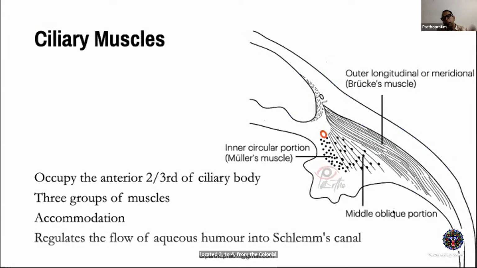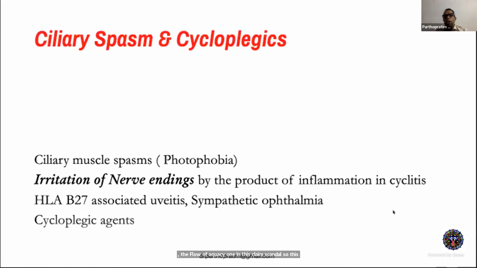Now, the ciliary muscles, I won't go into details of the ciliary muscles. They occupy the anterior 2/3 of the ciliary body. And there are three groups of these muscles, and contraction of these ciliary muscles loosens the zonular fibers, increasing the convexity of the lens, which induces the accommodation for near vision and also regulates the flow of aqueous humor in the Schlemm's canal. So this is very important in uveitis, in the sense that the pain induced by the exposure to bright light in uveitis can be due to ciliary muscle spasm.